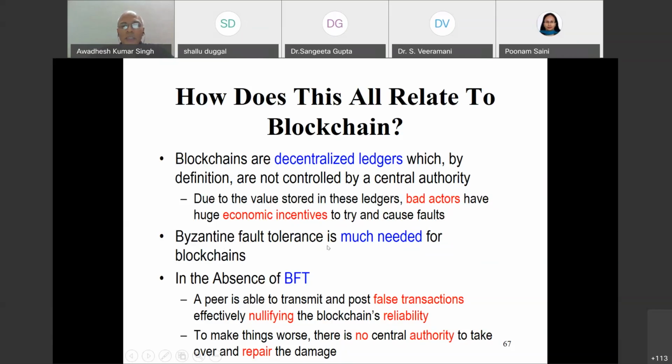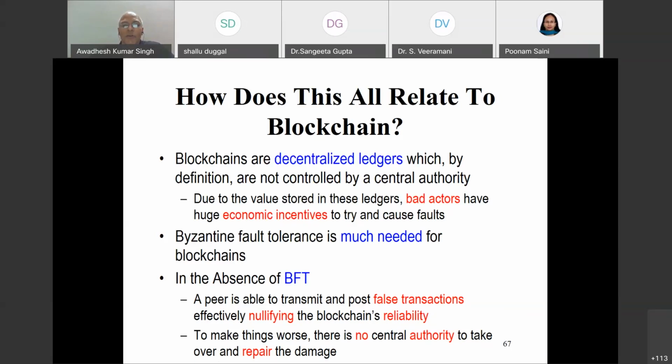Byzantine fault tolerance is much needed for blockchains, and in the absence of BFT, what can happen? A peer is able to transmit and post false transactions, and if so, then of course the reliability of the blockchain will be compromised. So that's why Byzantine fault tolerance needs to be guaranteed.